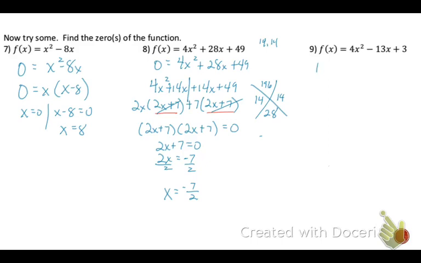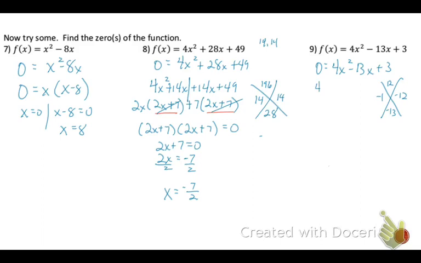So number 9, let's replace f of x with 0. And let's identify our a, b, and c values. So a is 4, b is negative 13, and c is 3. A times c is 12. Our b value is negative 13. So two numbers that if you multiply, you get a positive 12. But if you combine, you get a negative 13. Sometimes the factors are just 1 and the number. And if we make them both negative, then our signs will work out. Notice this is a level 2 factoring because our a value is 4. It is not 1.